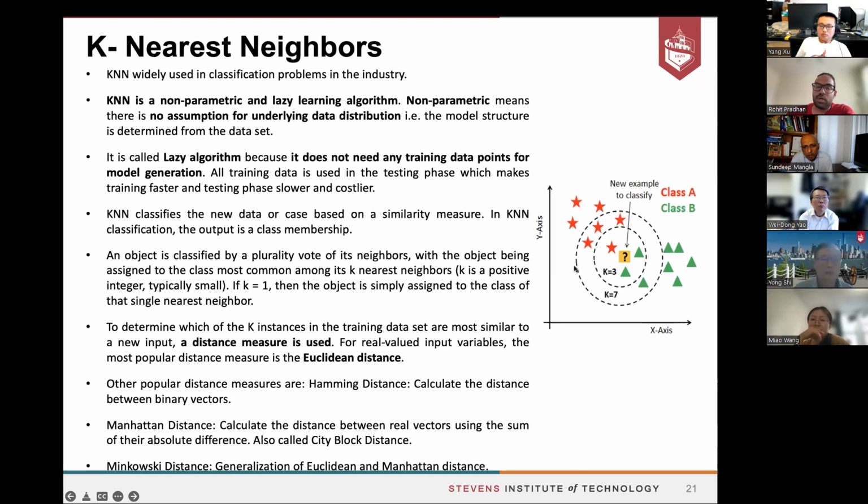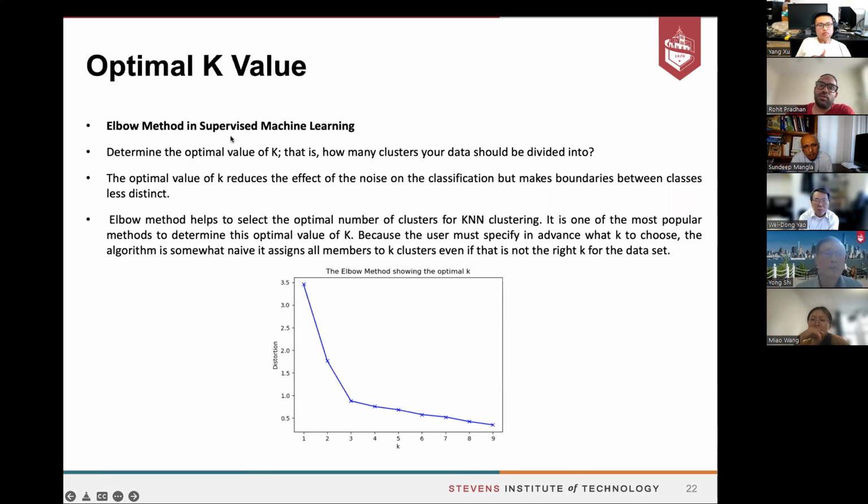Now to decide the k value, we need to specify the k value before we implement the algorithm. To find the optimal k value, there is a method called the elbow method. It is the graph between the distortions versus the k. Distortions basically find the distance and the law of inertia between the points, and this is the graph.